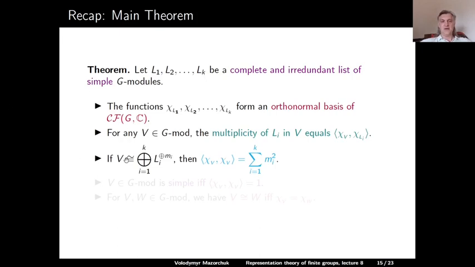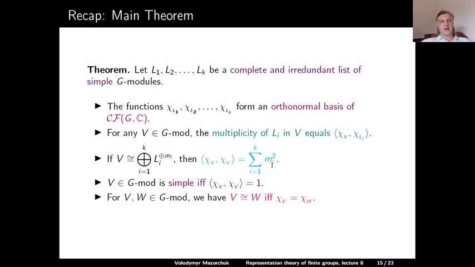So if we write V as a direct sum of simple modules with the corresponding multiplicities, then the scalar product of the character of V with itself is just the sum of the squares of the multiplicities. A G module V is simple if and only if the character of this module has length 1.